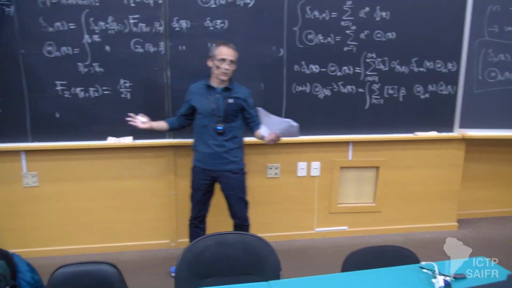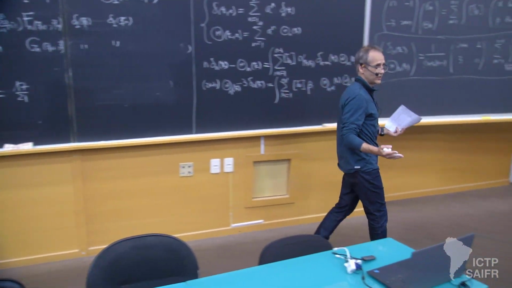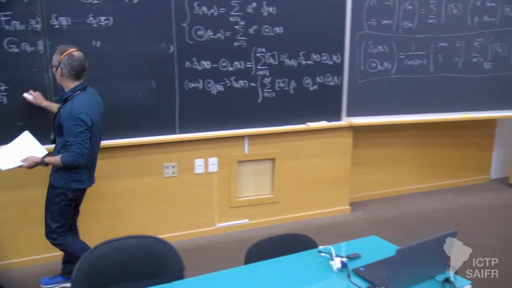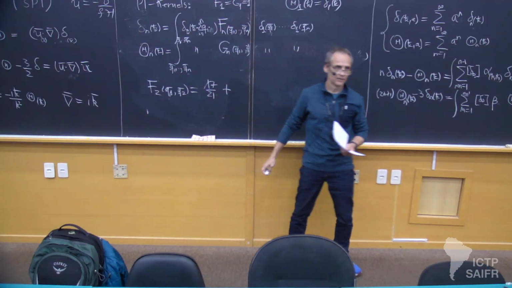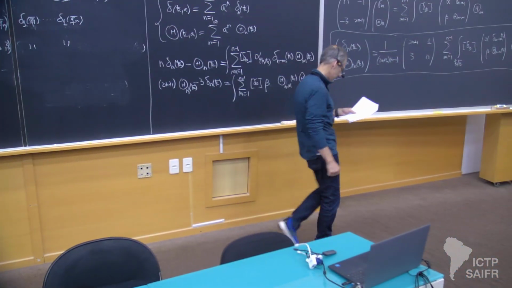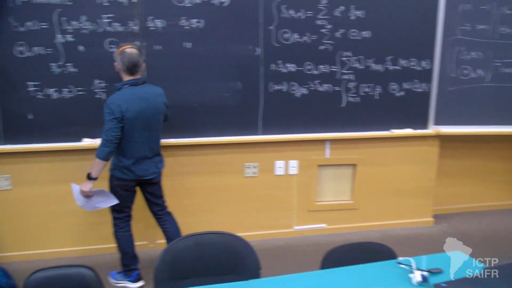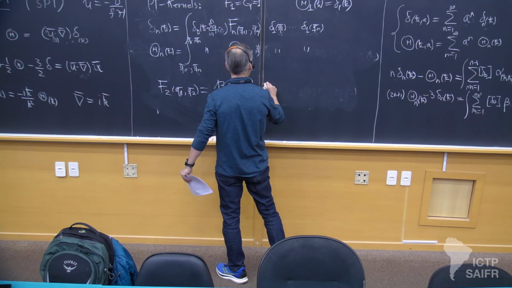So I'm going to decompose it into Legendre polynomials, okay? So the first term will be the monopole. Look at that. That's a nice number, 17 over 21. The second term will be a dipole.